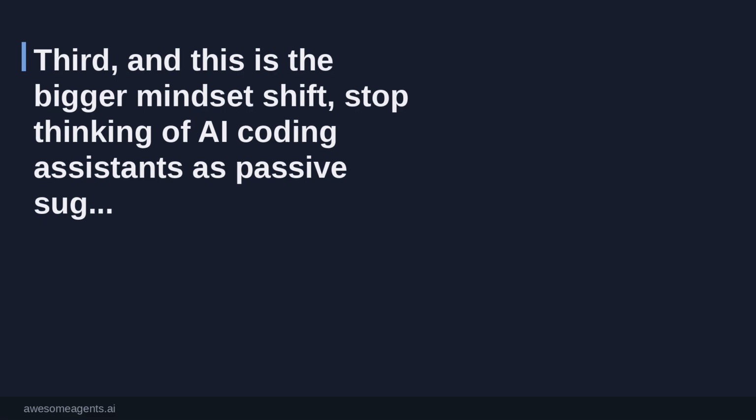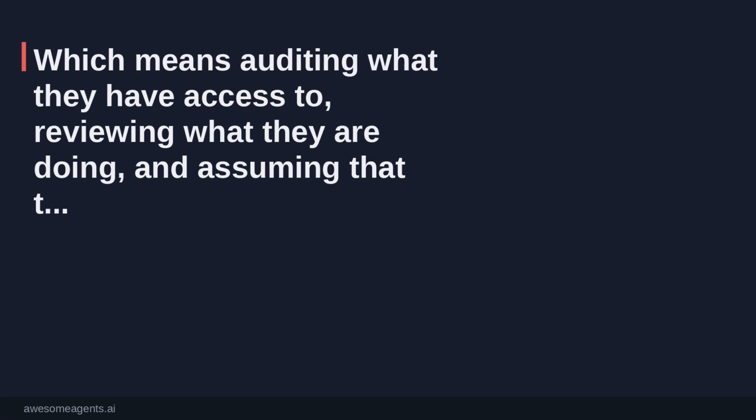Makes sense. Third, and this is the bigger mindset shift, stop thinking of AI coding assistants as passive suggestion tools. They execute commands, they read files, they make network requests. Treat them like you would treat any third-party dependency in your supply chain. Which means auditing what they have access to, reviewing what they are doing, and assuming that the input they consume could be adversarial. Exactly. The uncomfortable truth is that we have been building increasingly capable AI tools without proportionally investing in the security architecture around them.